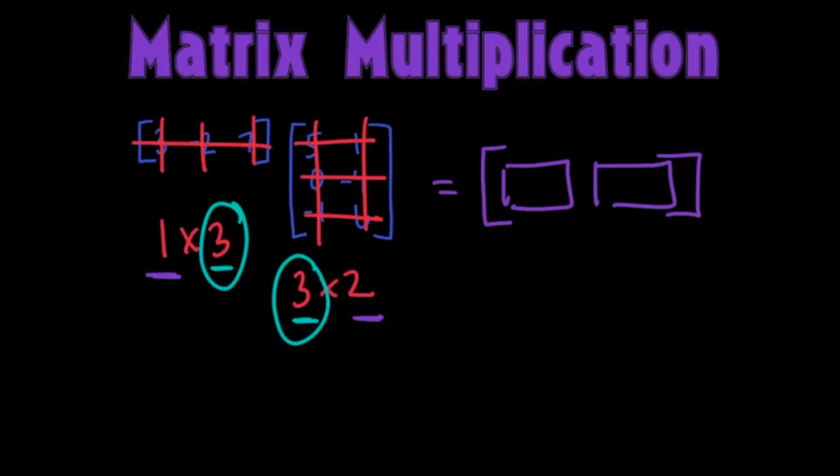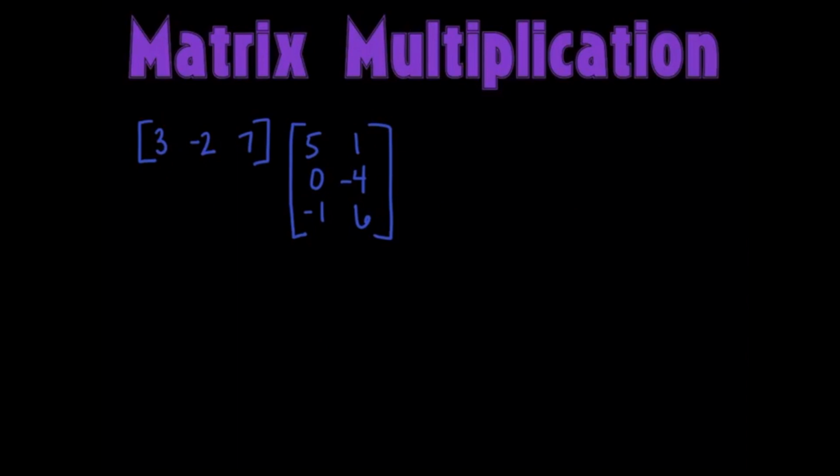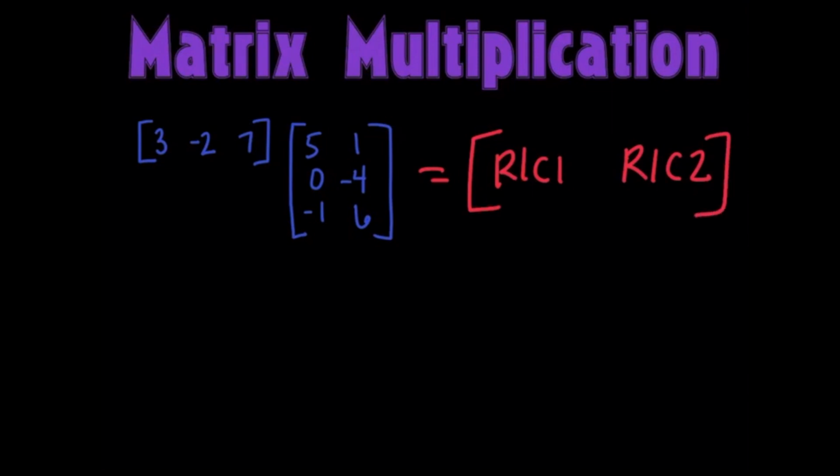So let me erase what happened there. And I'm going to show you how to get those two. Let me put this back in here. I'm going to show you how to get, we'll call this row 1, column 1, and we'll call this row 1, column 2 in our answers. Okay, so for row 1, column 1, that's going to be equal to row 1 of our first matrix, which we only have 1 row, times column 1 of our second matrix.